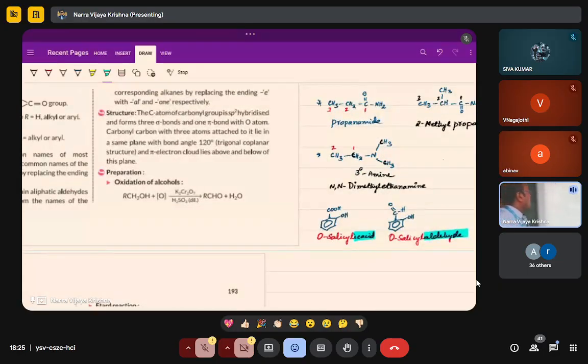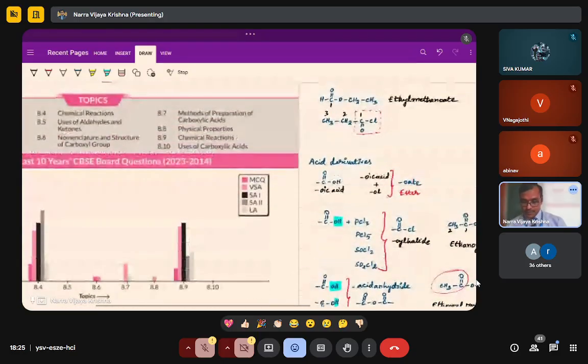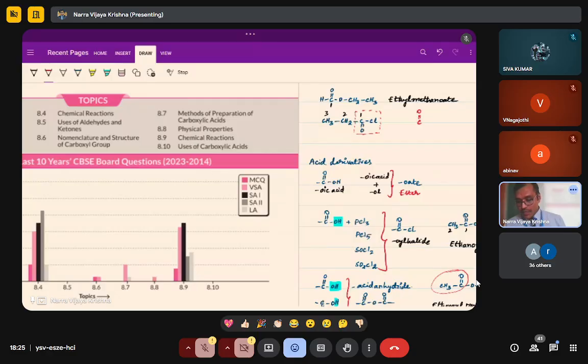Now read the statement, what they are saying. The carbon atom of the carbonyl group. The C double bond O group is called the carbonyl group. We call this C double bond O group the carbonyl group. This carbonyl group is present in aldehydes, ketones, acids, acid halides, esters, acid anhydrides, amides. In all these cases, that C double bond O group is common.